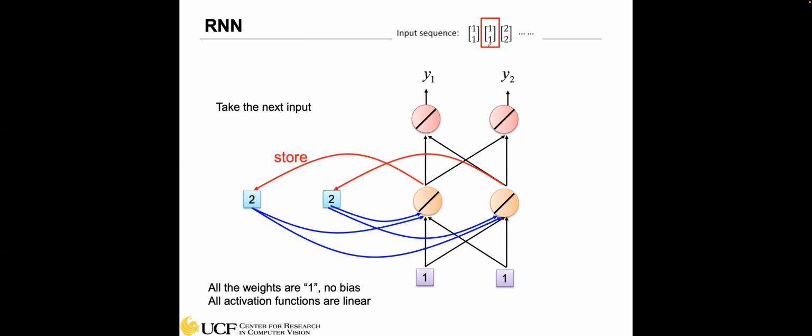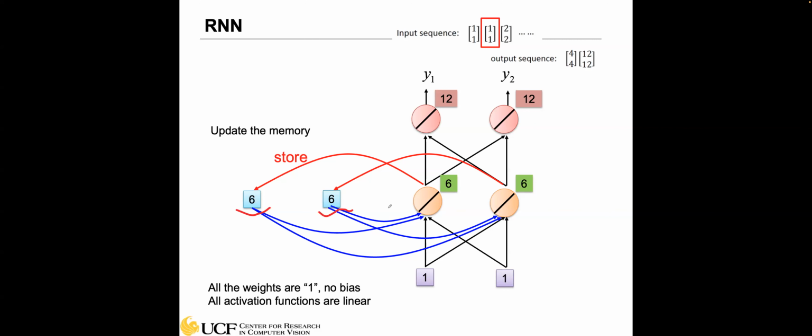So then let's take the next input from this input sequence. Again, it's 1 and 1. Now we can easily see that this hidden layer becomes 6, because 1 plus 1 plus 2 plus 2 is 6. And we go to the output, it is 12 and 12, 6 plus 6. So that's the output. And again, here we can update the memory. It's no longer 2 anymore. We update the memory to 6.